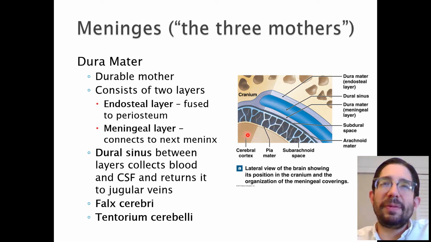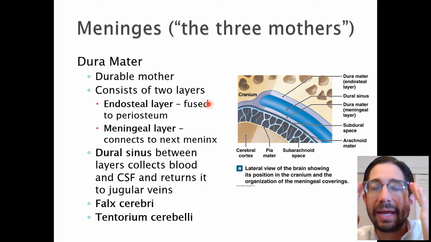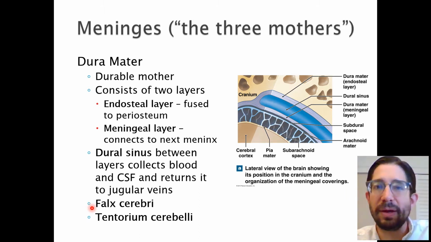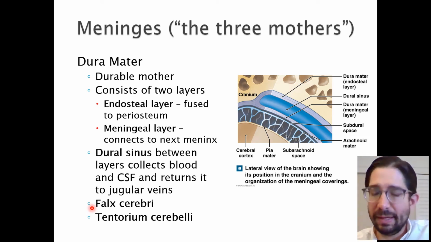One more thing about this dura mater is that not only does it make a tough covering for the whole brain, it actually helps section off some chunks of brain matter. So these two terms here, the falx cerebri and the tentorium cerebelli, are chunks of dura mater that help separate parts of the brain. And we can see them on this next slide.